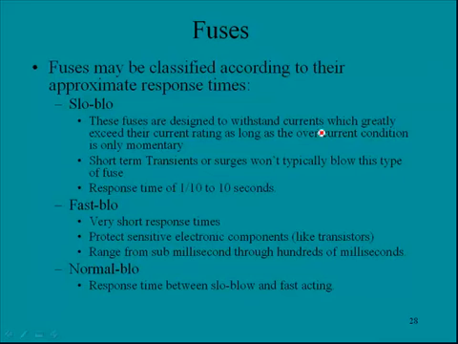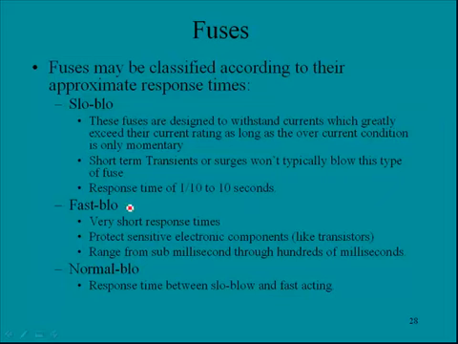These are usually what you would have in a household: slow blow fuses. If you have transients or surges in the voltage line, those will not blow. If they did, you'd have to be resetting the circuit breaker all the time, because surges and transients are really quite common.